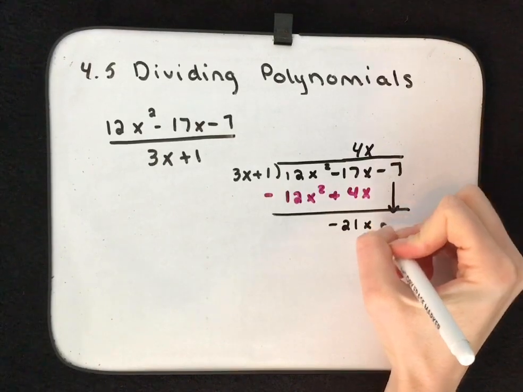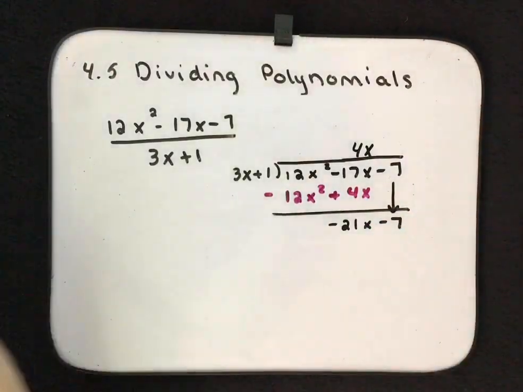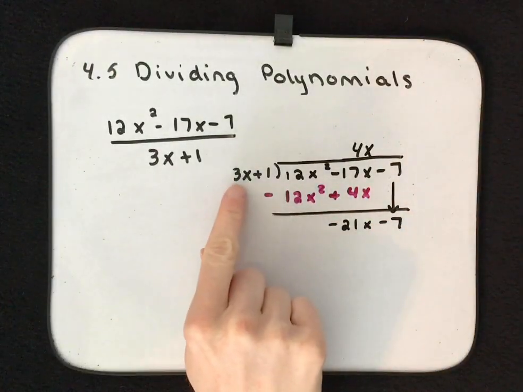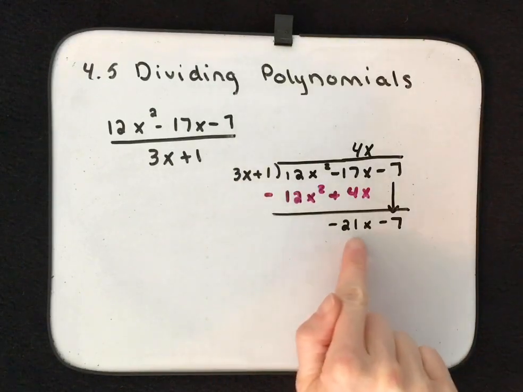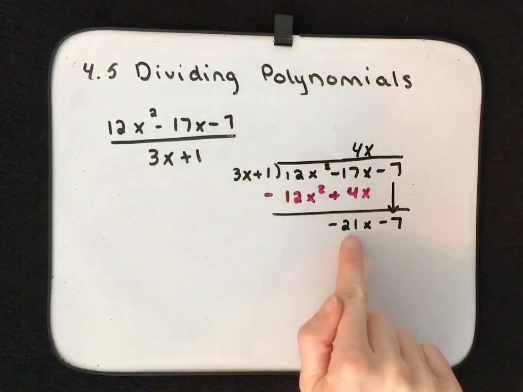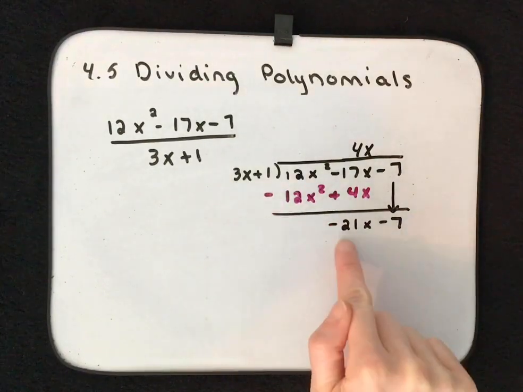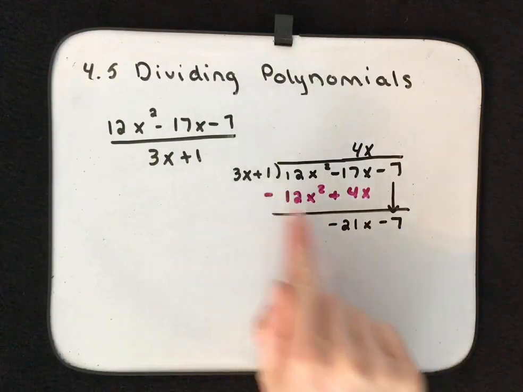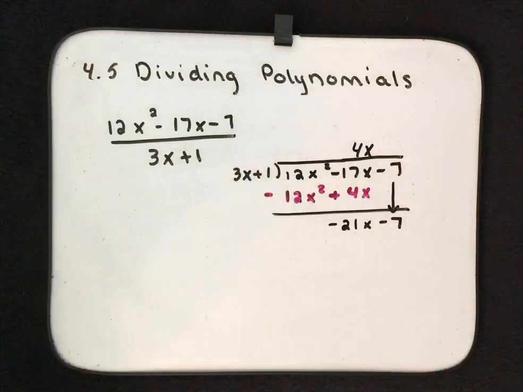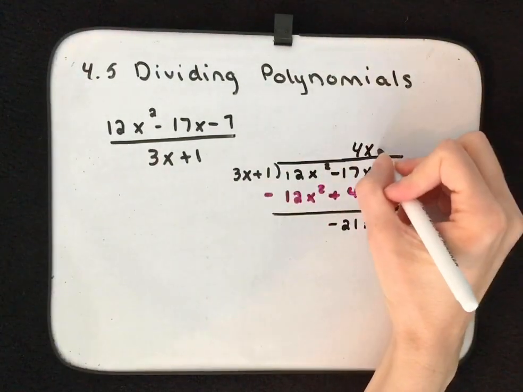Bring down your next piece and do the same thing again. So now we need to figure out what times 3x gives us negative 21x. Well, 3 times 7 is 21. A positive times a negative is a negative. So 3 times negative 7 is negative 21. I already have the x right there, so it looks like we just need minus 7.